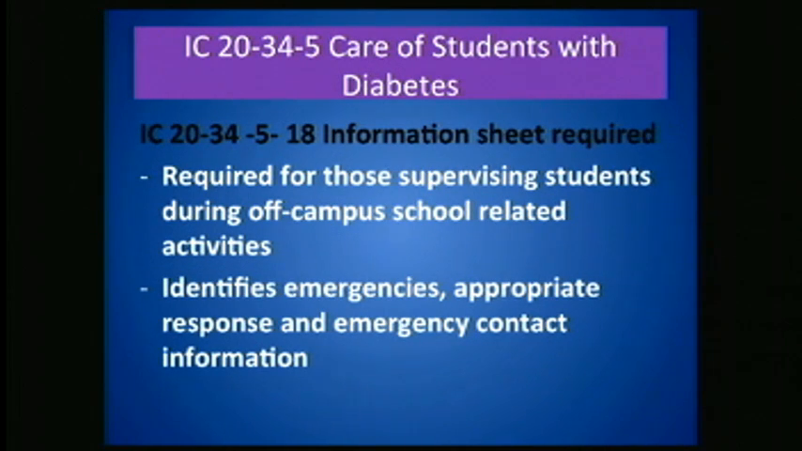Lastly, this law requires an emergency information sheet to be given to the school employee that is in charge of the students with diabetes if they are at an off-campus school activity. This information sheet must identify the student and have appropriate response if there is an emergency and emergency contact information so that they understand how to take care of the student if the school nurse isn't there and they're at an off-campus activity such as a field trip or an extracurricular activity in the evening. They're part of a sports team or a math bowl or things like that.